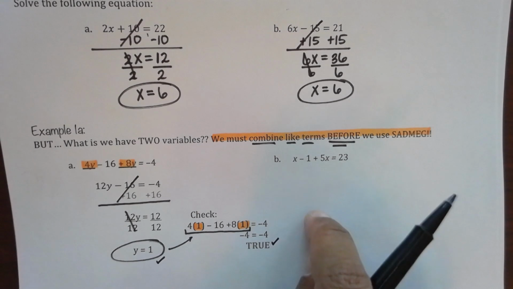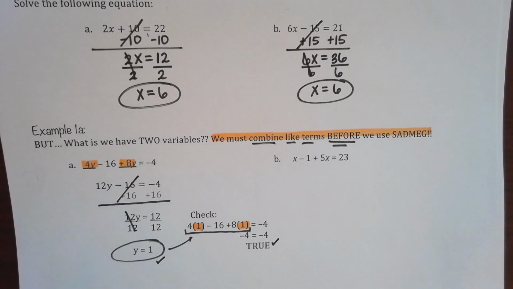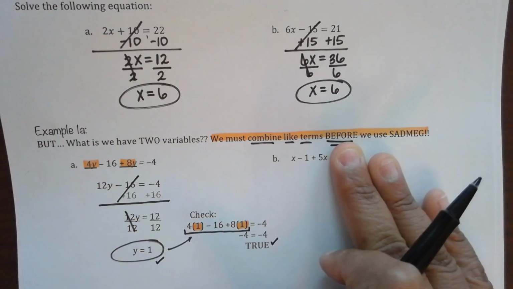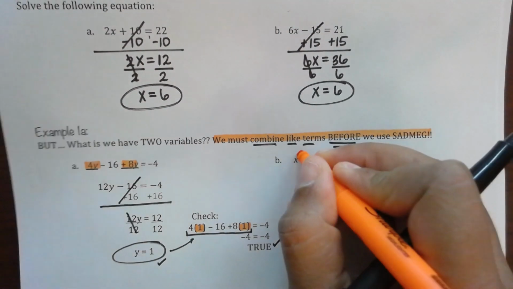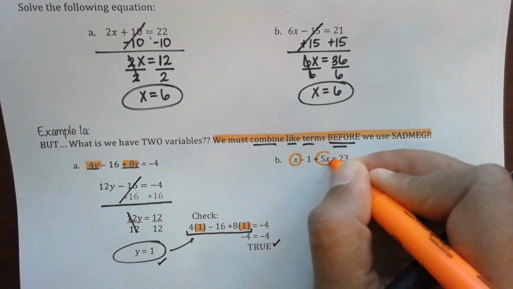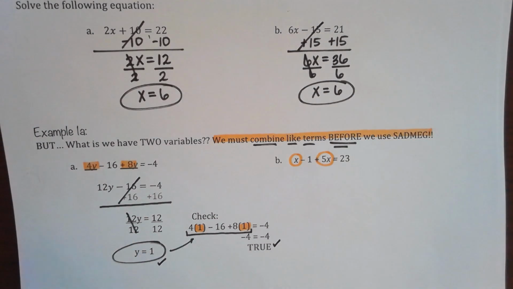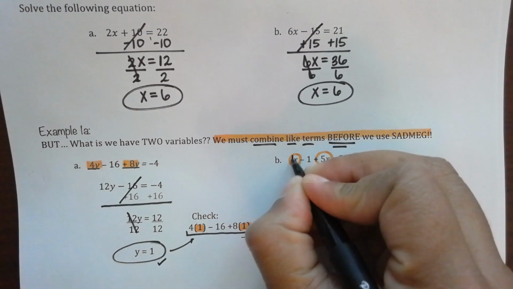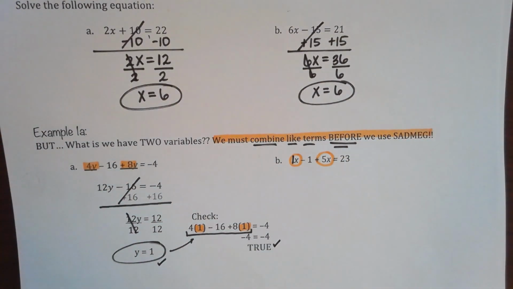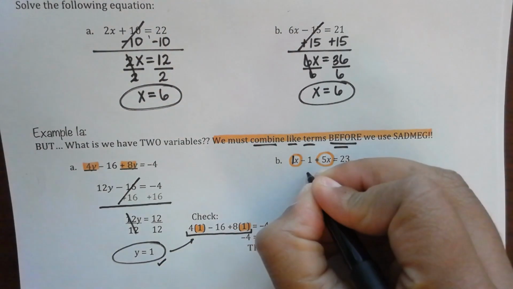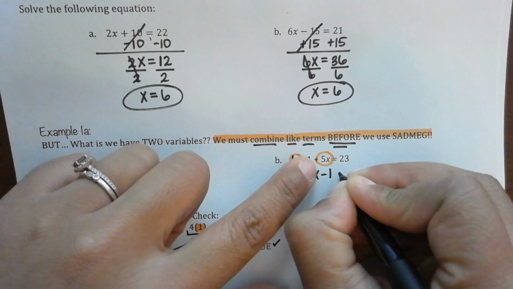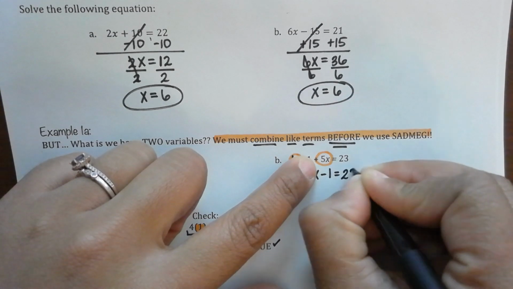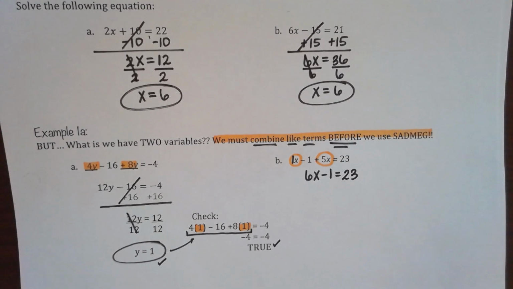Let's look at B. I have x minus 1 plus 5x equals 23. Looking on the left side, do I have any terms I can combine? Yes. What? X and 5x. So what's the coefficient in front of that x? 1. So what am I typing into the calculator? 1 plus 5. And what do you get? 6 what? What needs to come down behind it? Minus 1 equals 23. Now we just have a two-step problem, right?